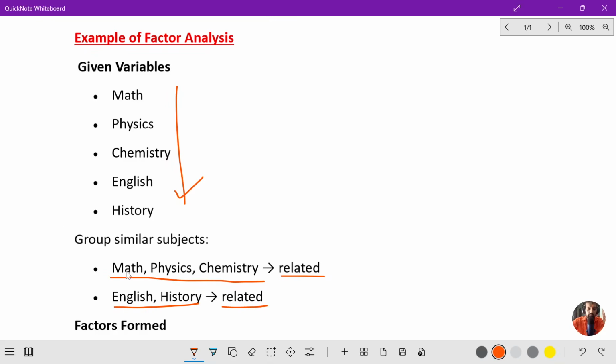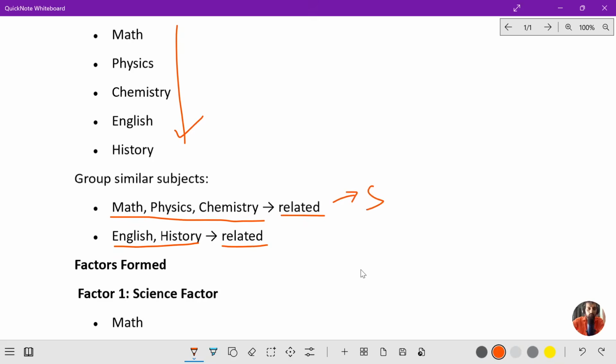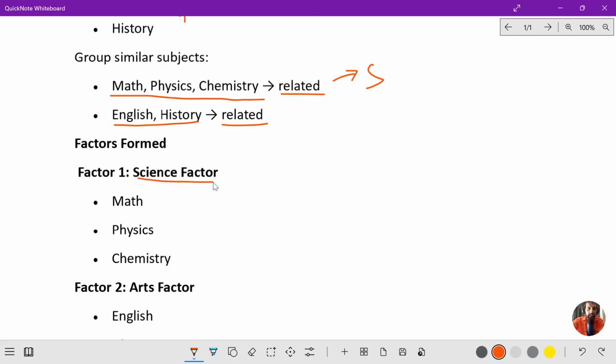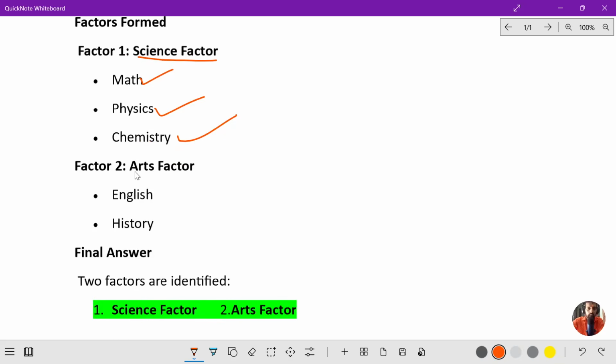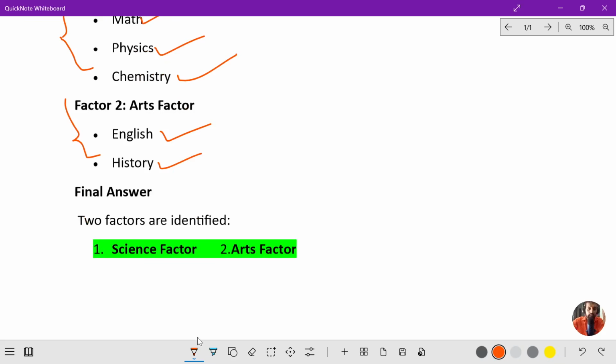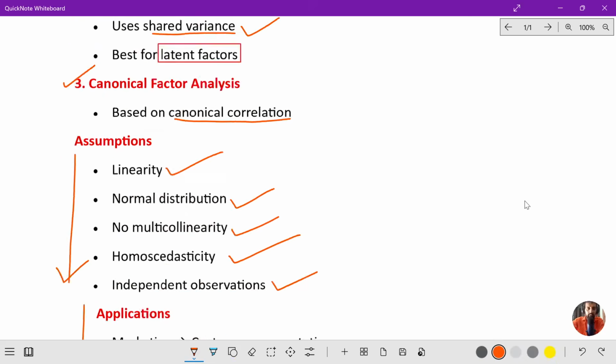So what is the relation between maths, physics, chemistry? These are science subjects. So the first one is the science factor: maths, physics, chemistry. And the arts factor is English and history. So this is called factor analysis. The final answer is there are 2 factors identified: the first is the science factor, the second is the arts factor. So this is about factor analysis.